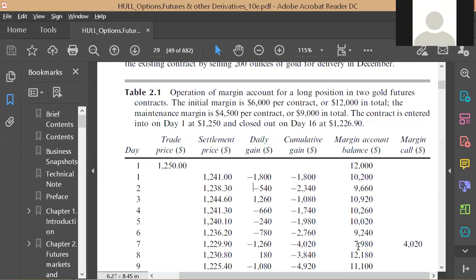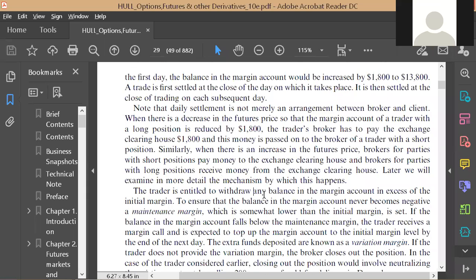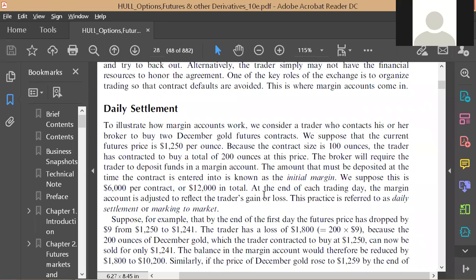He gets a margin call, and he has to top up to the initial margin level. He has to go back to the initial margin level. So the maintenance margin is like a kind of red alert level. This is basically the idea in margining. It's pretty simple, I think. Once you get the idea, it's easy to understand. Let's see if there are any other highlights we want to look at.